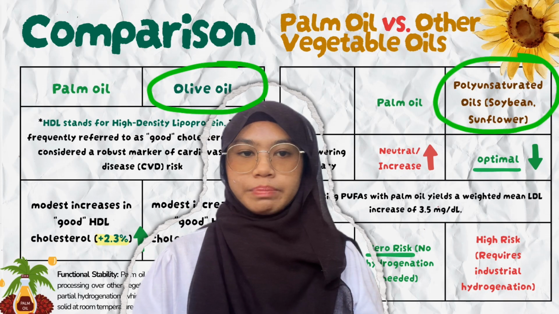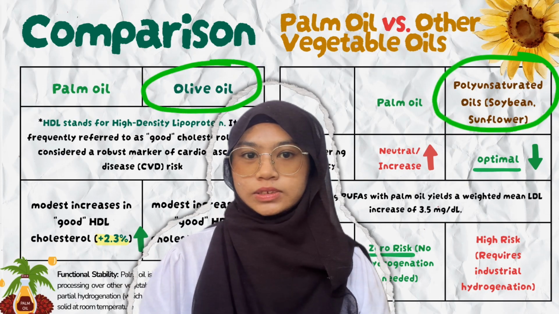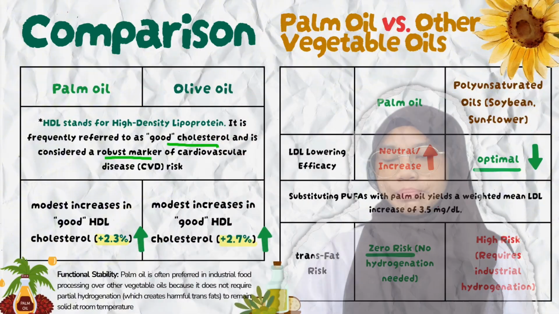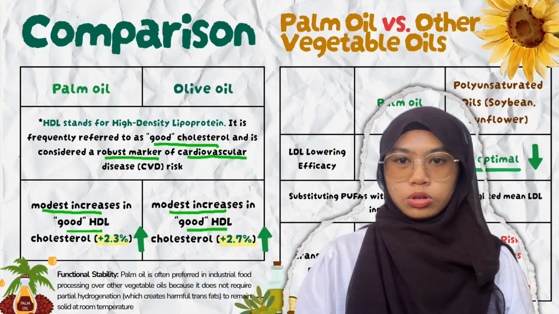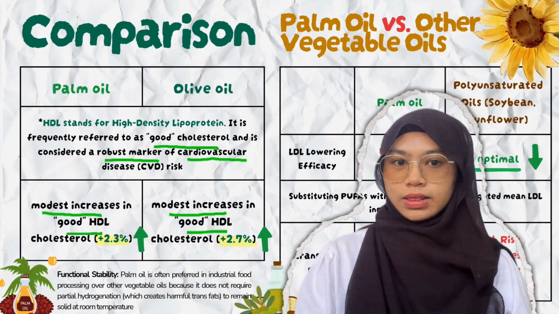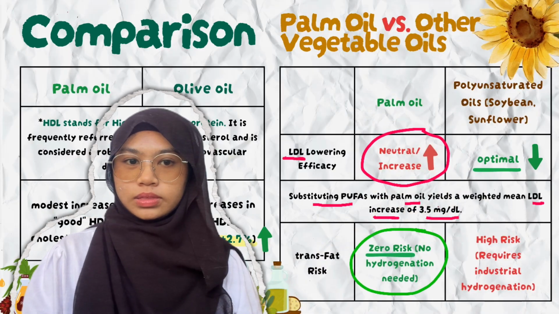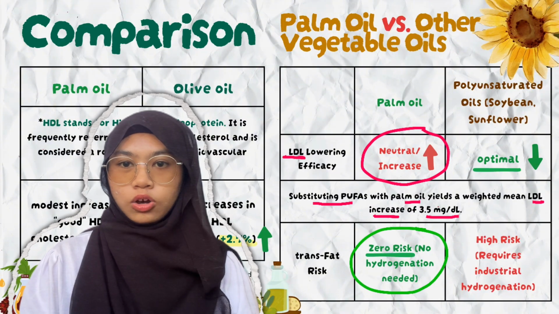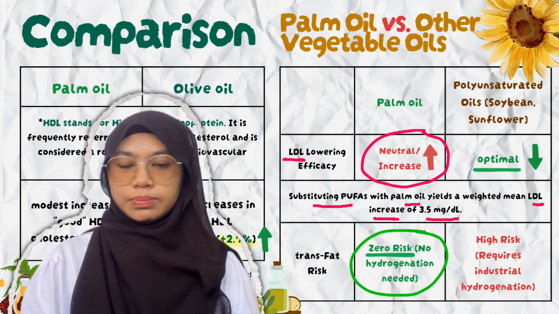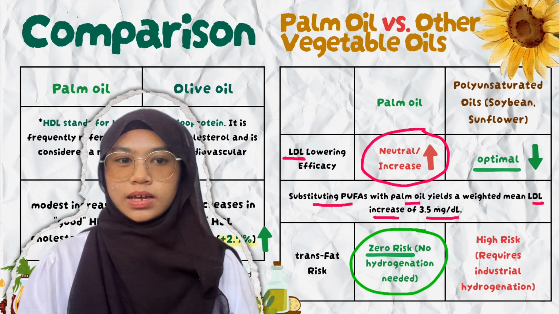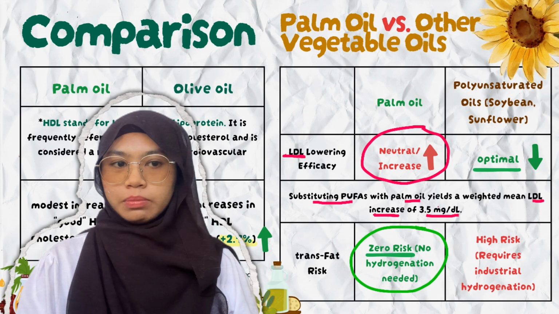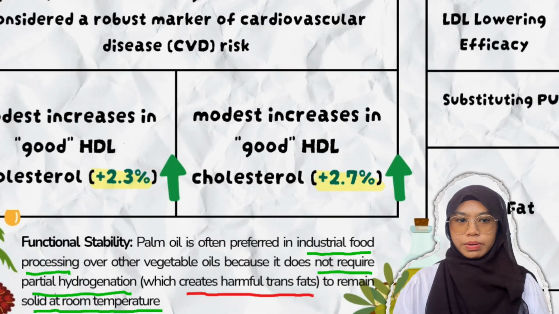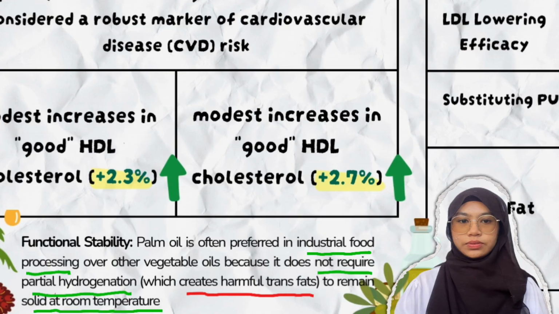Next, let's compare palm oil with other vegetable oils such as soybean and sunflower oil, which are known as polyunsaturated oils. Palm oil can slightly increase good cholesterol or HDL, similar to olive oil. However, polyunsaturated oils are generally better at lowering LDL or bad cholesterol compared to palm oil. Studies show that replacing polyunsaturated oils such as soybean or sunflower oil with palm oil may slightly increase bad cholesterol level. On the other hand, palm oil has an important advantage in food processing.